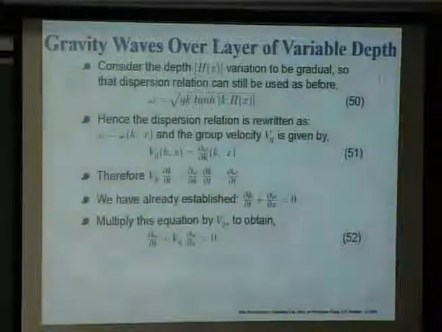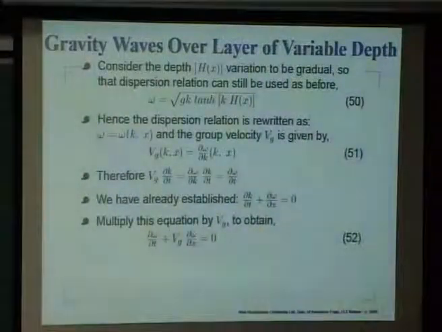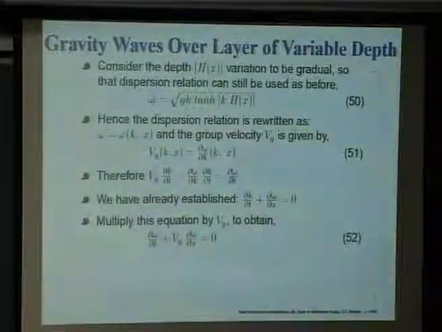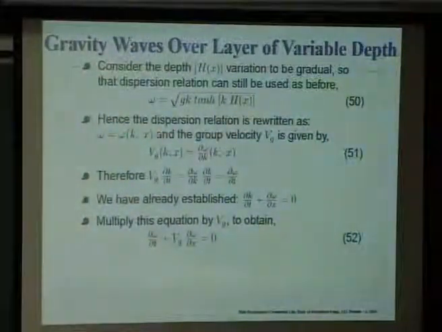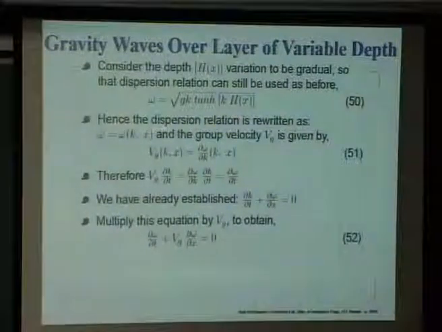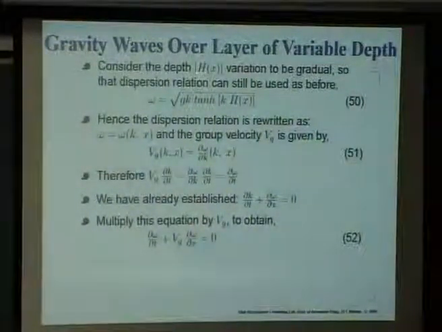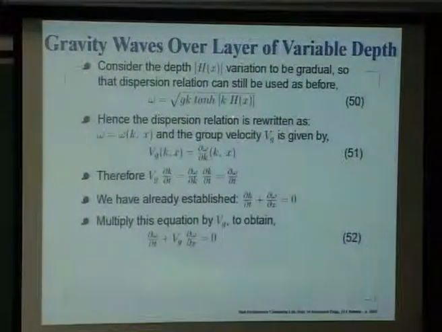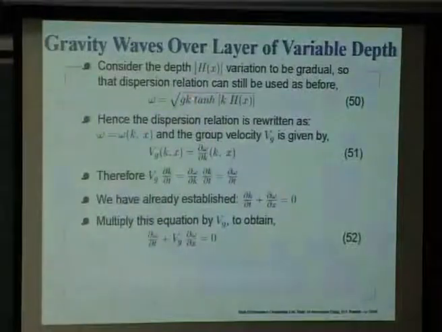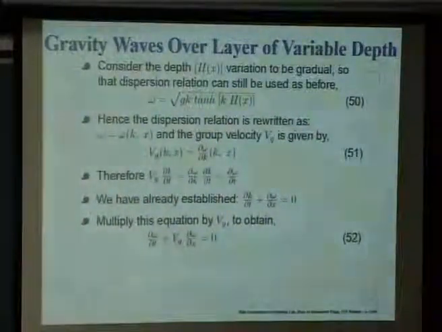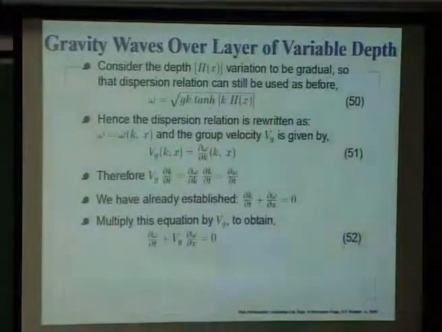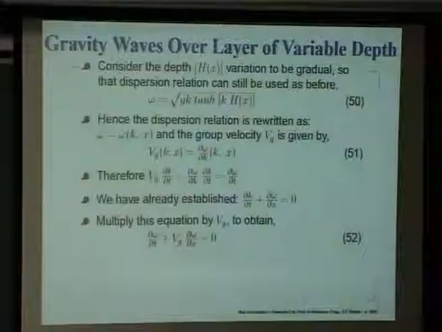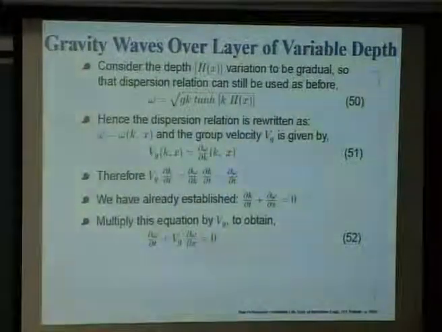Now, if we look at gravity waves forming over variable depth fluid, then h itself would be a function of x. And let us also assume that this variation of depth with x is very gradual, so that we still can use the same kind of dispersion relation that we had for constant h. Only the fact is you will have to take the local value of the depth.